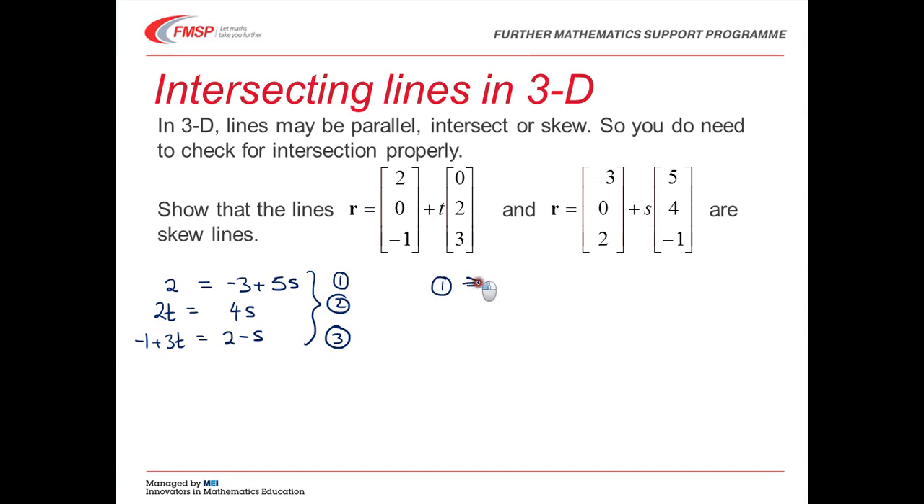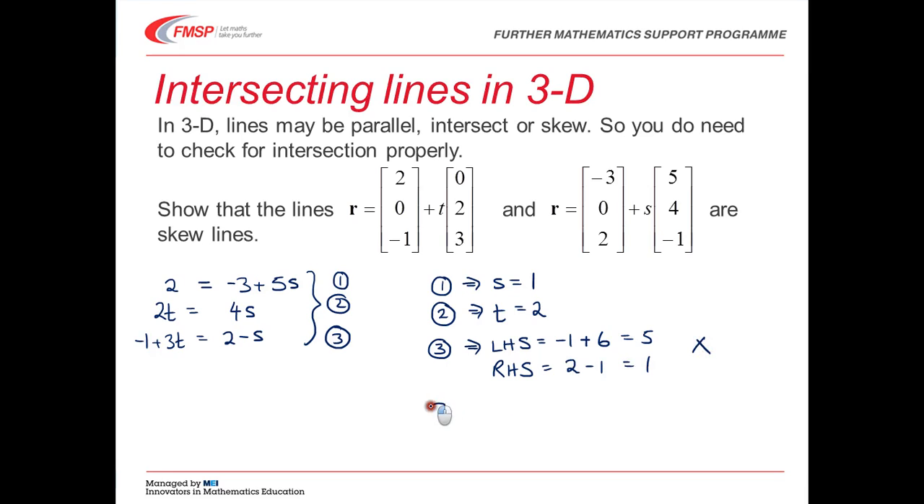Equation 1 tells us that s is equal to 1. If s is equal to 1, then equation 2 tells us that t is equal to 2. However, for equation 3, the left-hand side is minus 1 plus 3 lots of t, that's 6, which is 5. And the right-hand side is 2 minus s, 2 minus 1 is 1. So the lines do not intersect. We can see that they're not parallel because the direction vectors are not the same, so the lines are skew.